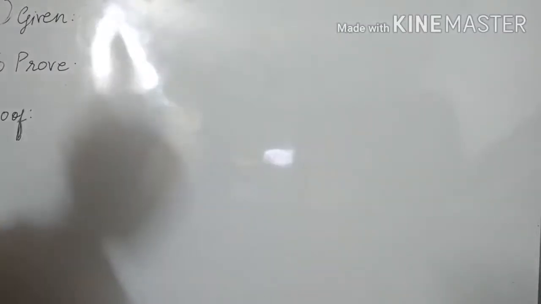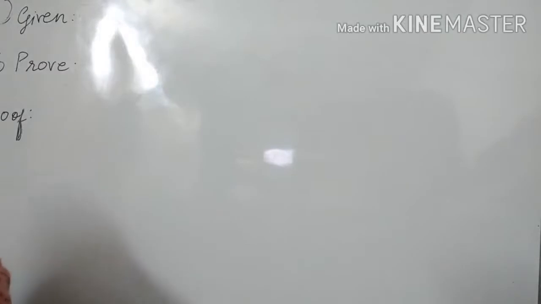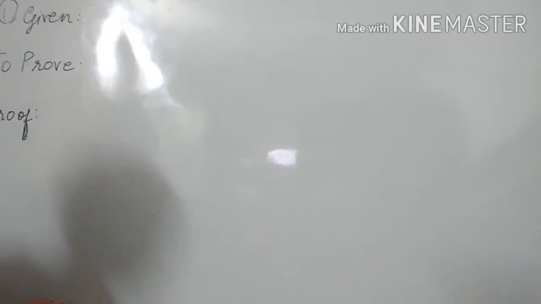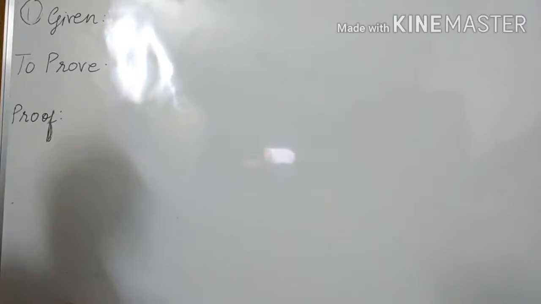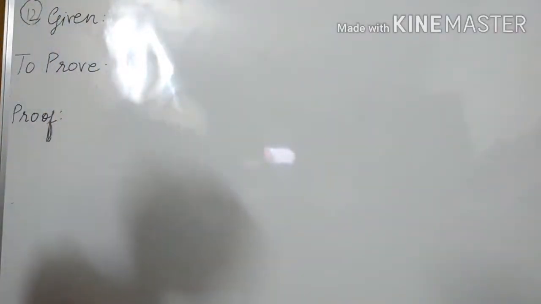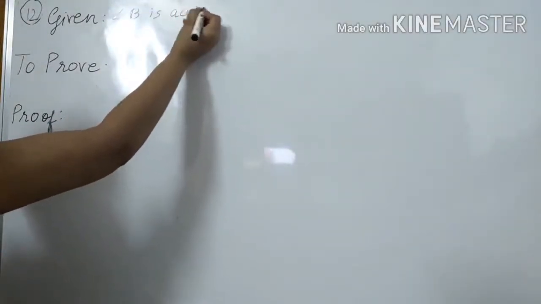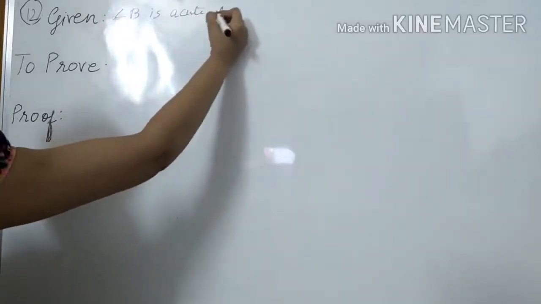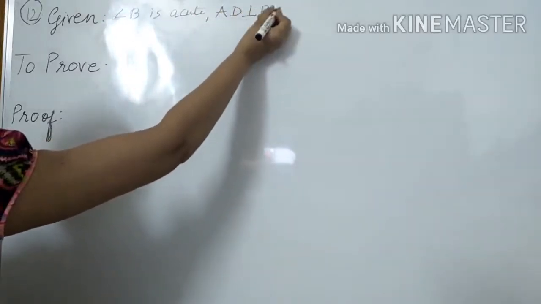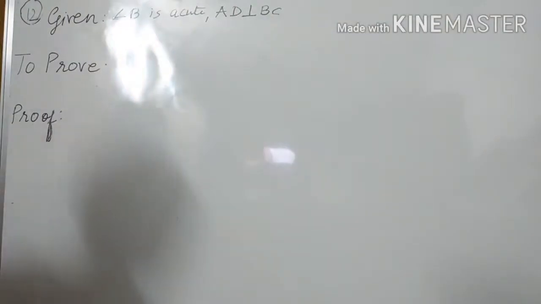Now let us start question number 12. The last question of this exercise, students. So first of all, reading the question here, question number 12. What is the question in the figure? Angle B is acute and segment AD perpendicular to BC. Show that. So only one thing is given here, that AD is perpendicular to BC and angle B is acute. So I am writing here angle B is acute and AD perpendicular to BC. These two things are given. Now the show-that part.